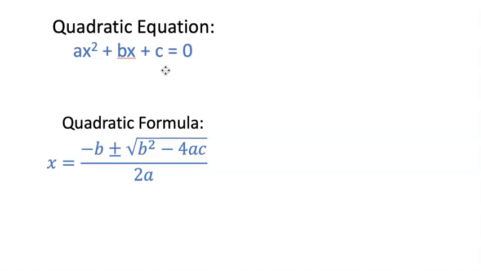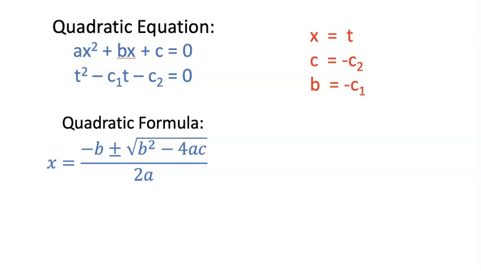Let's compare the general form of the quadratic equation to the specific form used for second-order recurrence relations. The most obvious difference is the change of variable name from x to t. But what other differences do you see? The value c in the basic equation is equivalent to negative c2 in ours. b is the same as negative c1. What about a? Since there is no coefficient on t squared, we assign a to 1.